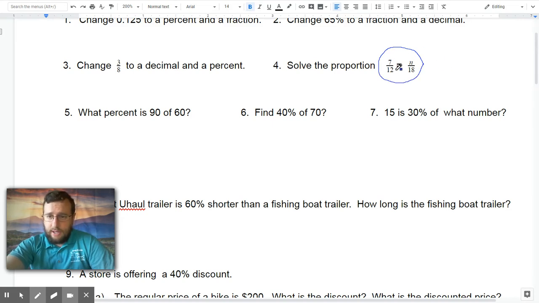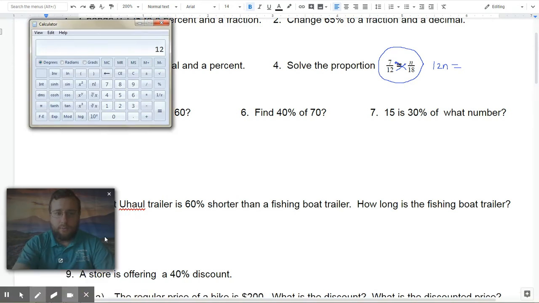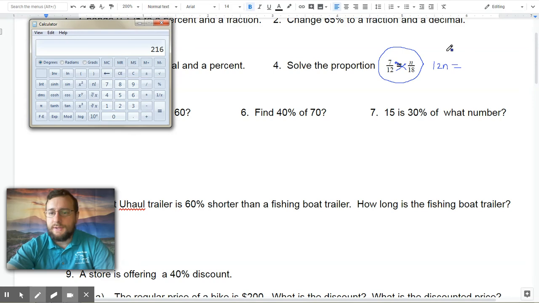So to do that, you have to cross multiply. So you do 7 times 18 and 12 times n. When you do that, you get 12n equals, let's do 12 times 18, and that's 216.